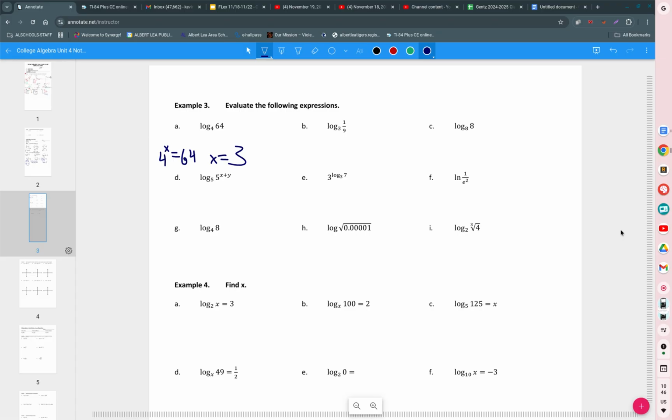Well, thank you for your response, Pete. This one, 3 to what power is 1/9? Negative 2. How did you do that? 3 squared is 9. Negative, so since it's in the denominator, it's a negative. You're absolutely right, so x is negative 2. Next one, log base 8 of 8. 8 to what power is 8? 1. Yep.